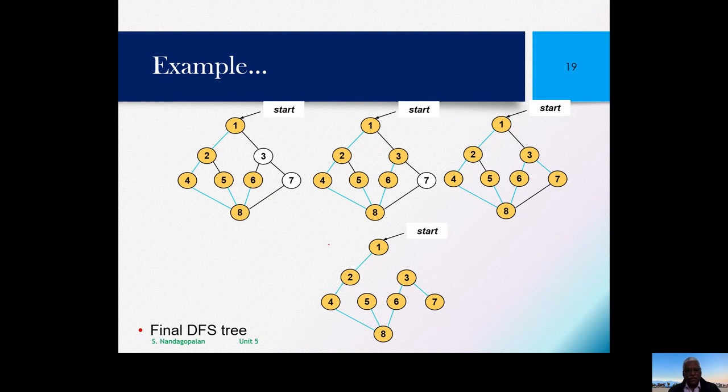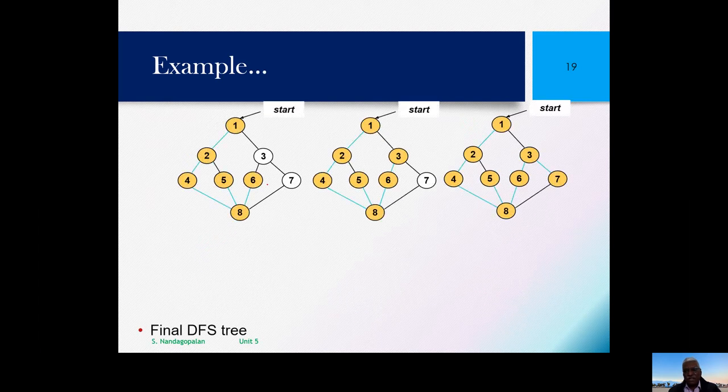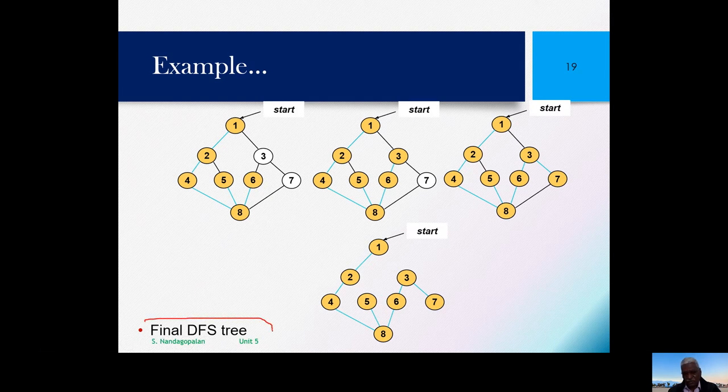So I'll just repeat this again. Started from 1, then 2, then from 2 to 4, 4 to 8, 8 to 5, then 8 to 6, then 6 to 3, 3 to 7. So you can see here 1, 2, 4, 8, 5, 6, 3, 7, the corresponding edges. So you get a tree actually. You can see here there are no cycles. This is basically a tree which is called the DFS tree.